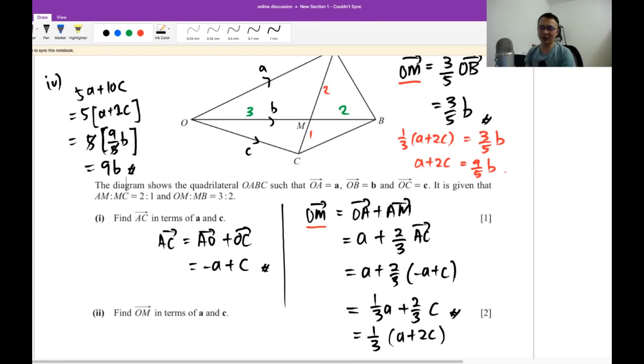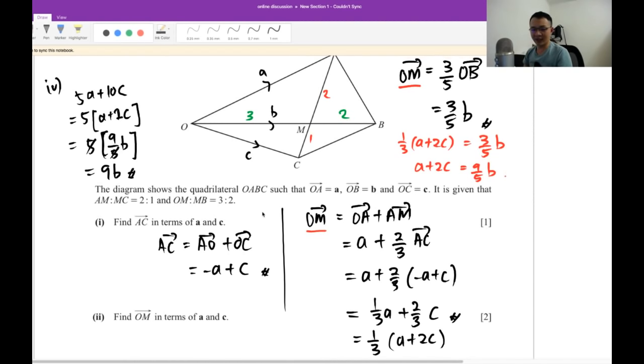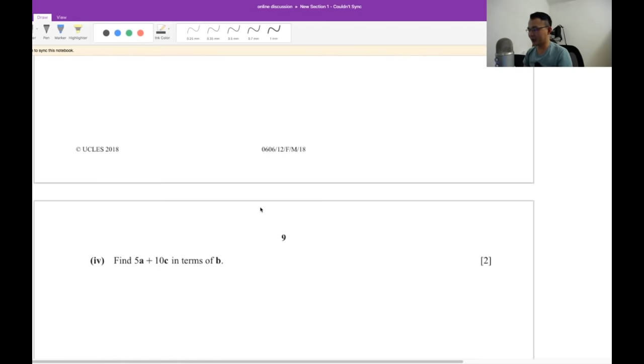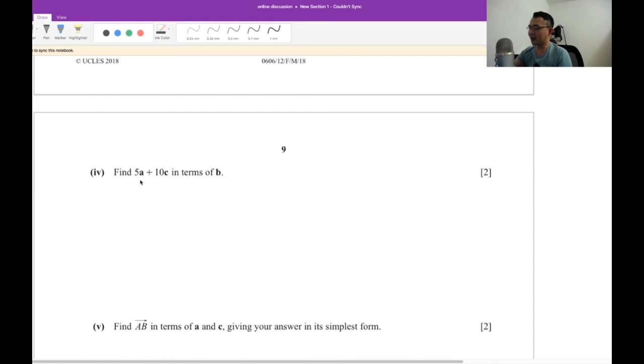Yeah, this question is a bit unusual, I would say. Normally in vectors, they don't have questions like this. But since they have a question like this, then you basically need to do it. The question asks you for 5A plus 10C in terms of B. So what you need to do over here is find a way to substitute the thing in terms of B. Okay, let me redo it again.